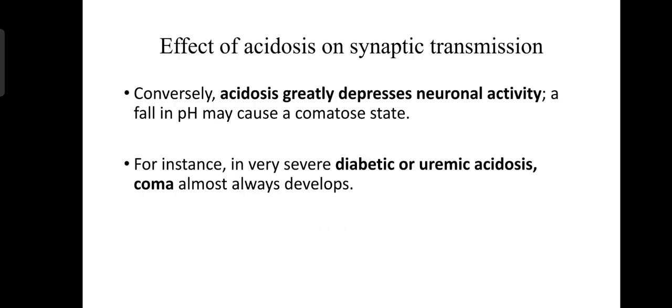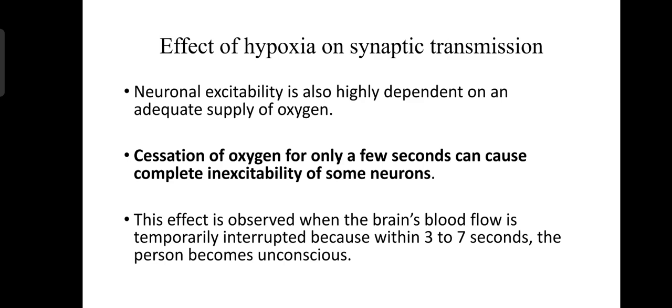On the other hand, acidosis can depress the neuronal activity. For example, in patients with diabetes, when they have diabetic ketoacidosis, that will result in coma or neuronal depression in those patients because of changes in the pH. Normal levels of oxygen are important to maintain neuronal excitability. So any cause of hypoxia, decreasing the oxygen supply to the brain, can interrupt the function and result in coma or unconsciousness.